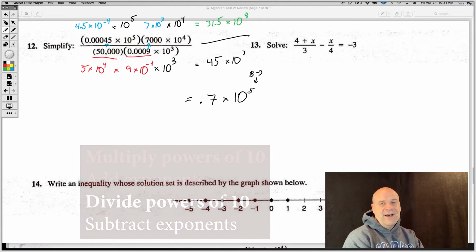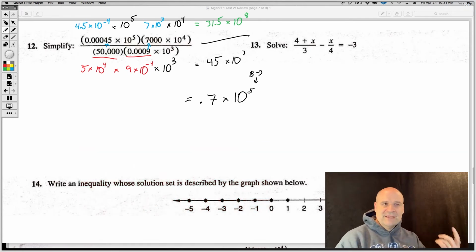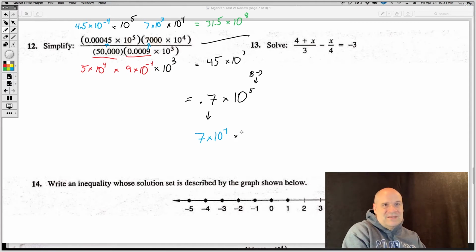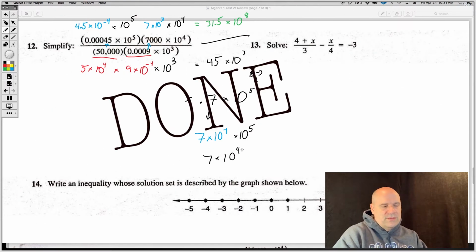Are you done? No, you're not done, okay? Because this is not in scientific notation. Well, let's rewrite this in scientific notation. This is 7 times, what did you do? You moved it over, so you have to move it back to where it started, times 10 to the negative 1, and that's all times 10 to the fifth. Some of you guys can do this last part in your head, but don't take your chances. I wouldn't. So, multiply the powers of 10, 7 times 10 to the 4th.